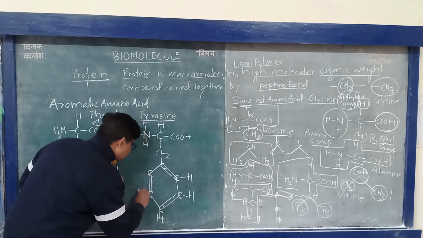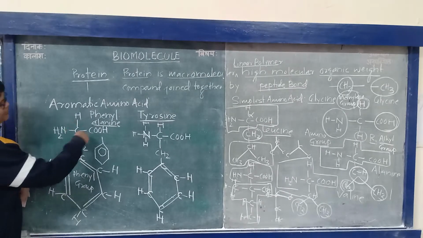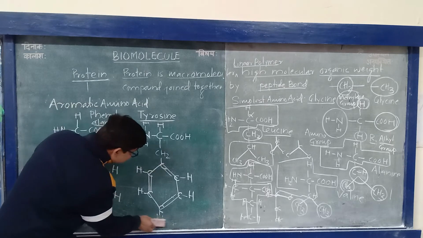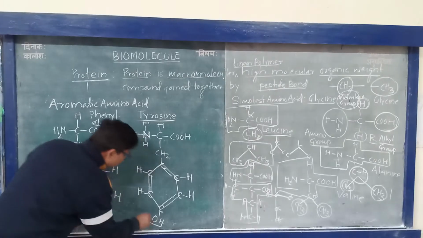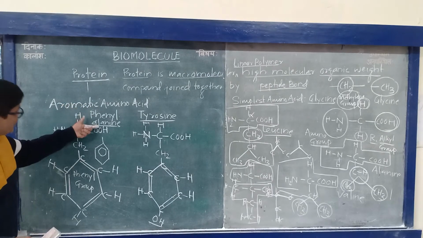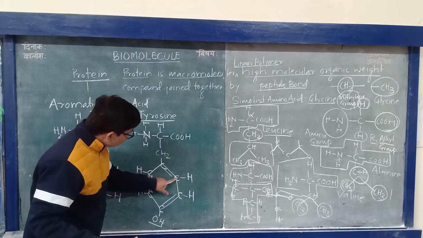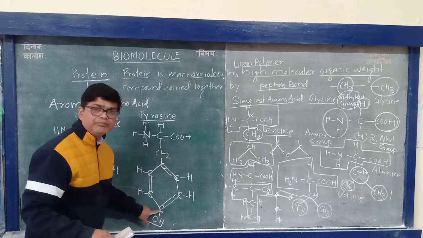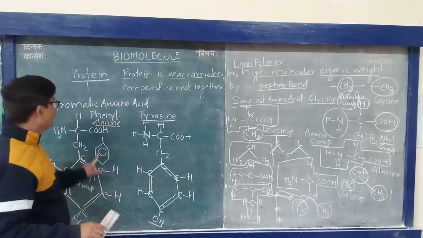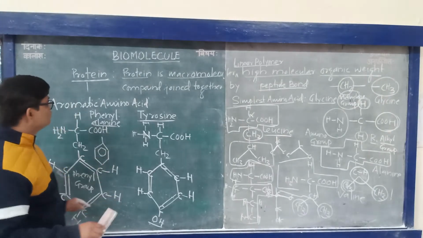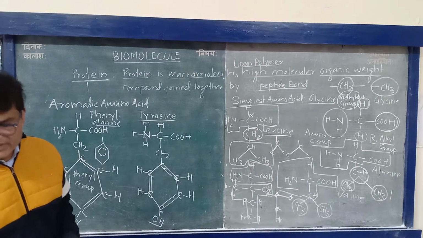Okay, hydrogen and hydrogen. So you have drawn the same structure like phenyl, but you have to replace this hydrogen with a hydroxy group. Simple. If you draw phenylalanine, then you have to remove the hydrogen. This is the ortho, this is meta, and this is para position. So you have to remove the hydrogen from the para position of the phenyl group. That's why it is known as tyrosine. So this is the chemical structure of tyrosine.